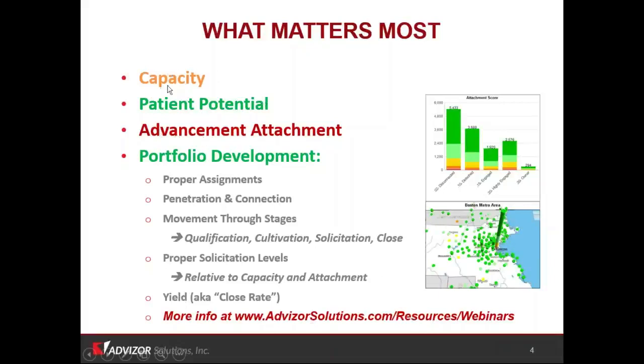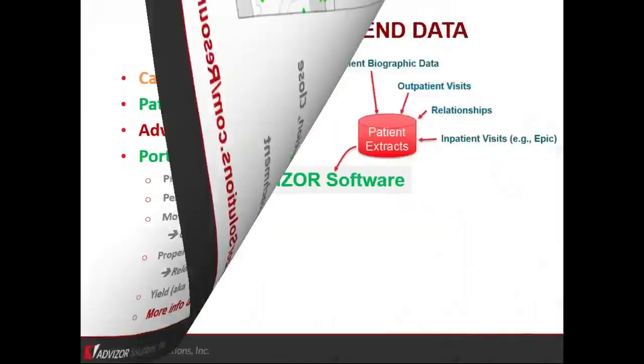I'm going to focus today's conversation on how to use capacity, patient potential, and advancement attachment to find the right prospects, part one of this sequence.